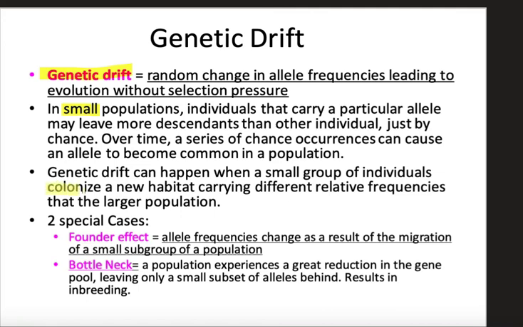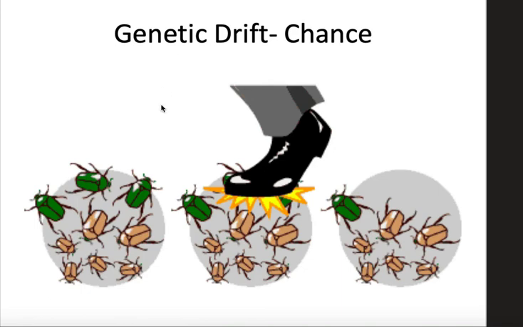It can also happen when a small group of individuals colonize a new habitat. Colonize means to arrive at a new habitat. And so the special cases of those have unique terms. One term is founder's effect. That's when allele frequencies change because of who makes it to a new location. And the other is the idea of a bottleneck, and that's having a small population, and so you lose a lot of genes by random influences.